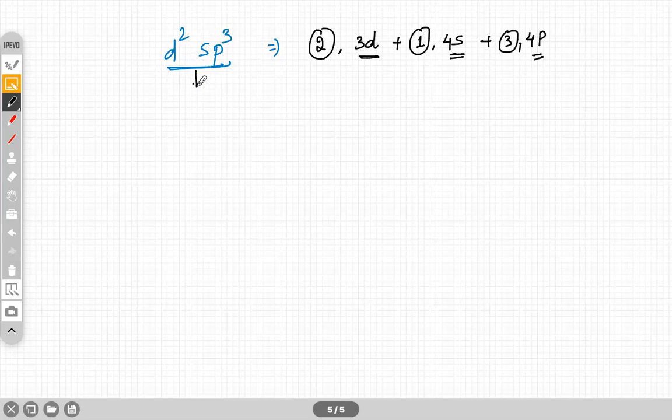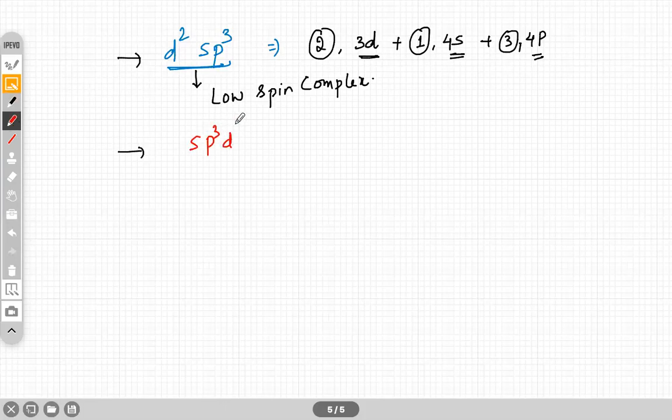So this is inner shell orbitals, hence we call it a low spin complex. This kind of orbital forms a low spin complex because an inner shell orbital is involved. But on the other hand, if you write sp3d2, this means we have 4s plus 4p plus 4d. It means it is a high spin complex. This is the term we use, high spin complex.